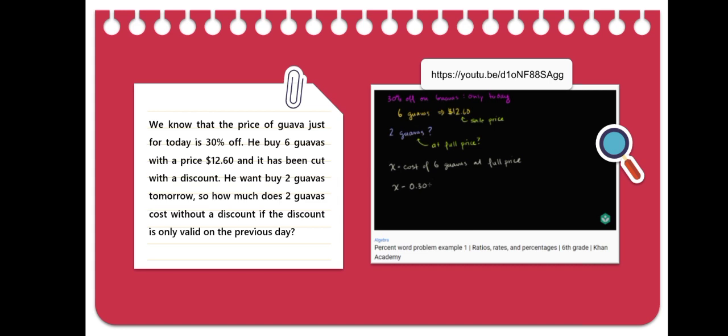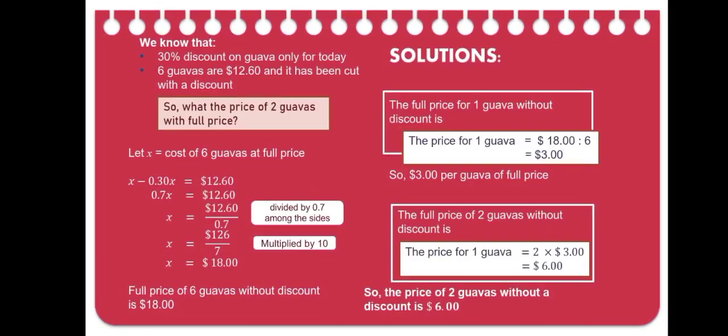So the question is, how much does 2 guavas cost without a discount if the discount is only valid on the previous day? We know that 30% discount on guava is only for today, and we also got 6 guavas with a price of $12.60, and it has been cut with a discount. So the price of 2 guavas with full price? First step we need to do is we have to find the price of 6 guavas at full price.